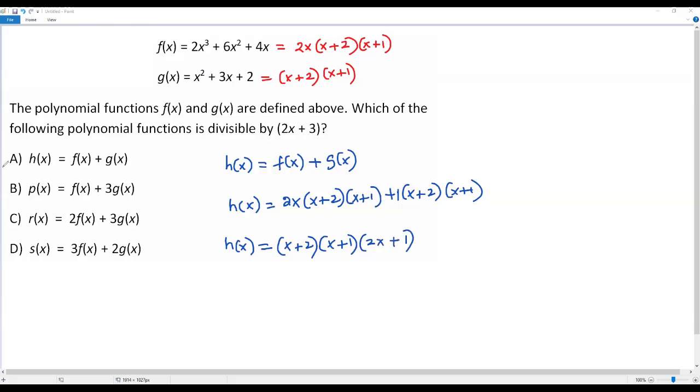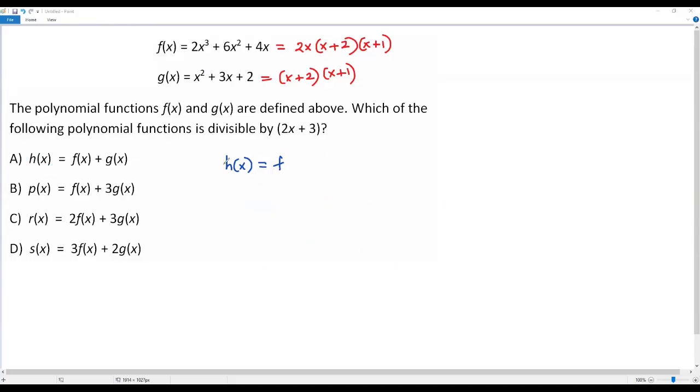Here I have h(x) in factor form. If h(x) is divisible by 2x + 3, then 2x + 3 must be one of the factors of h(x). But I don't see 2x + 3 as one of the factors here. So h(x) is not divisible by 2x + 3, and we can reject answer choice A.